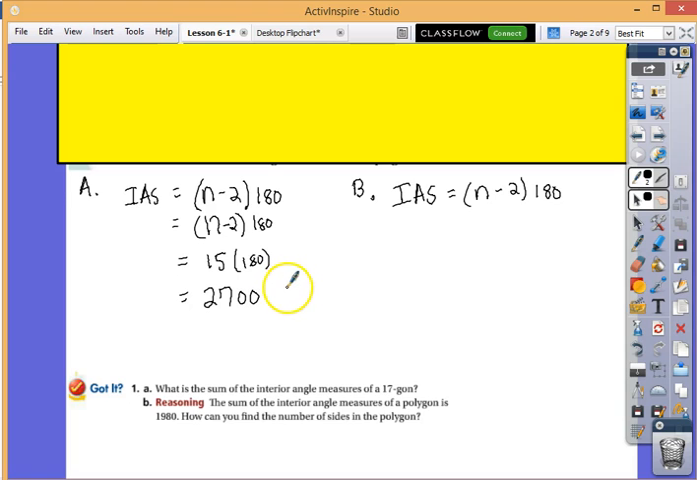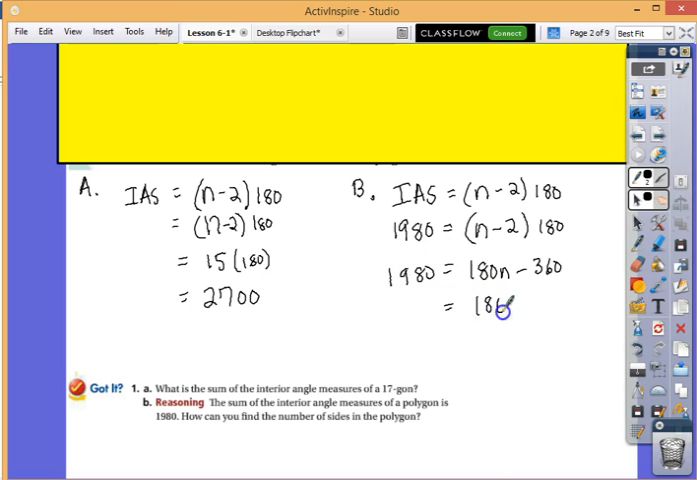So the setup is going to be exactly the same. The only difference here is, what is it that I'm plugging in? Well, I'm looking for the n. I'm looking for how many sides are in the polygon, but I know the interior angle sum. So now 1980 is going to go here, and I then have an algebraic equation I can solve. Not too complicated. I distribute, so that's 180n minus 360. I add the 360 to both sides, and that gives me 2340. And then I divide by 180, and that gives me 13. All pretty easy when you have calculators available.